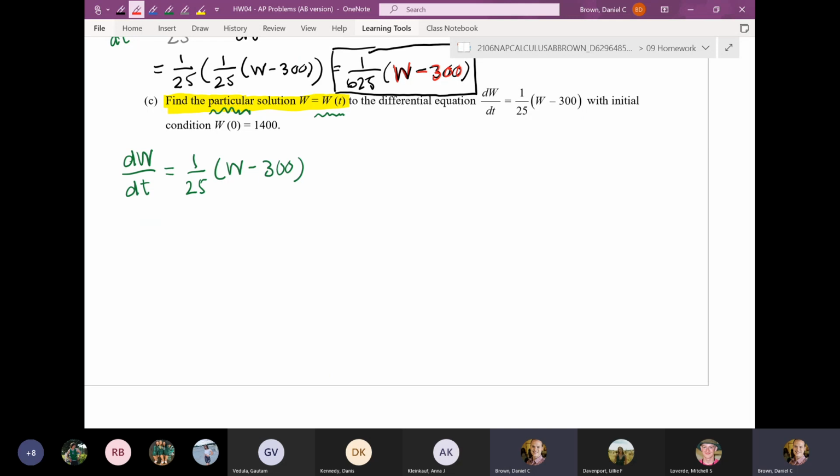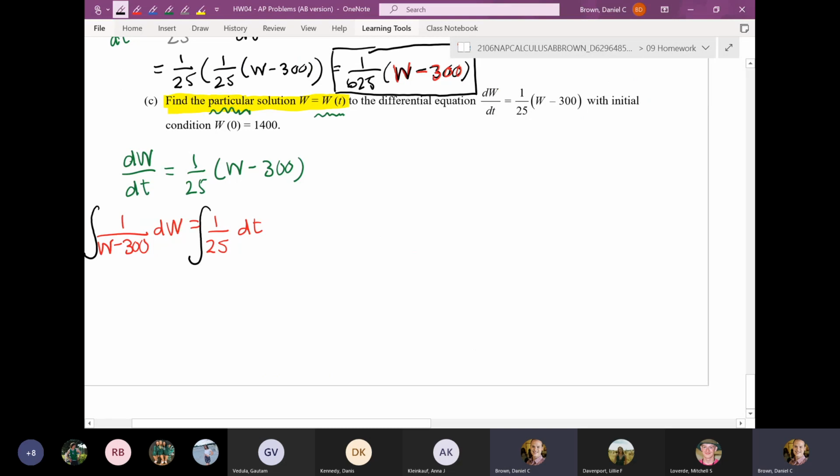First step you always want to do, always separate your variables. We're treating W's like the Y's, so I'm going to put them on the left-hand side. I'm going to leave that 125 on the other side, and I'm going to move the dt along with it since we're treating that like the x's. Why do we separate our variables? So that we can take the integral of it.